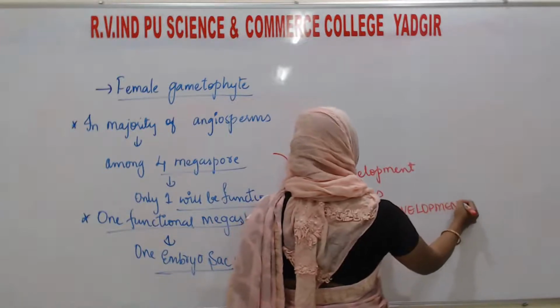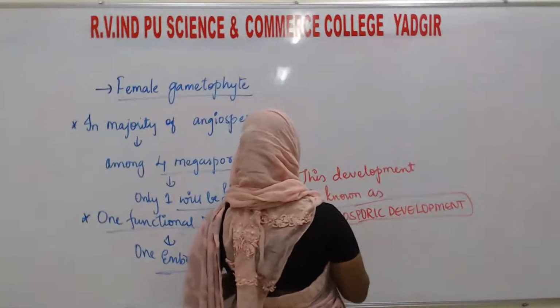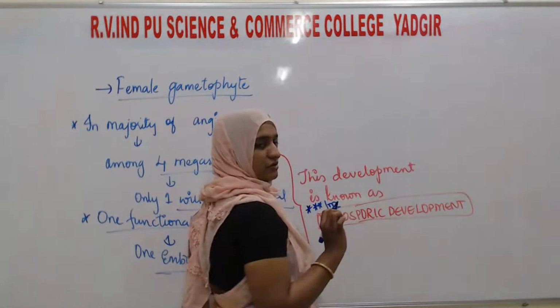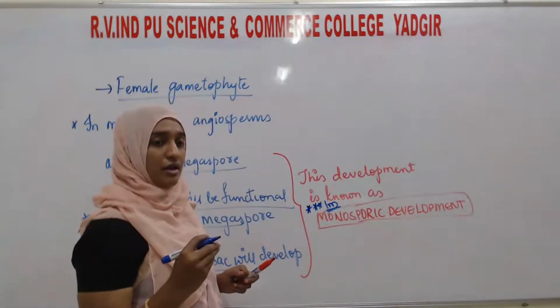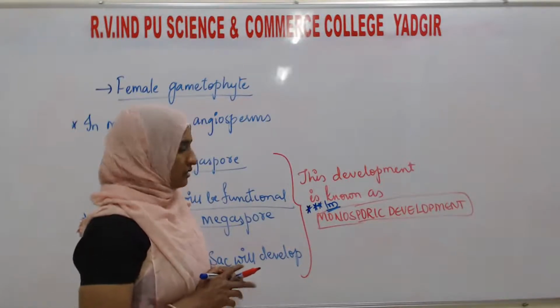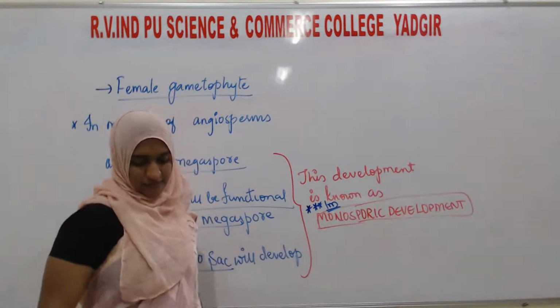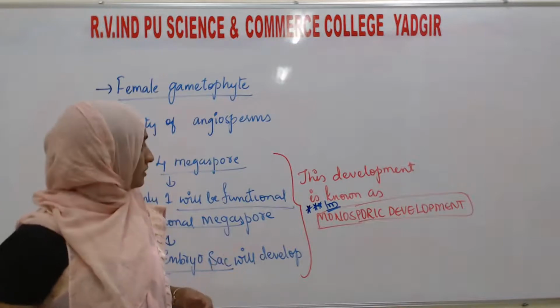Sometimes they will ask for 1 mark. A simple question for 1 mark: development of one embryo sac from one megaspore. That is known as monosporic development. Next we will see how the embryo sac is going to form.